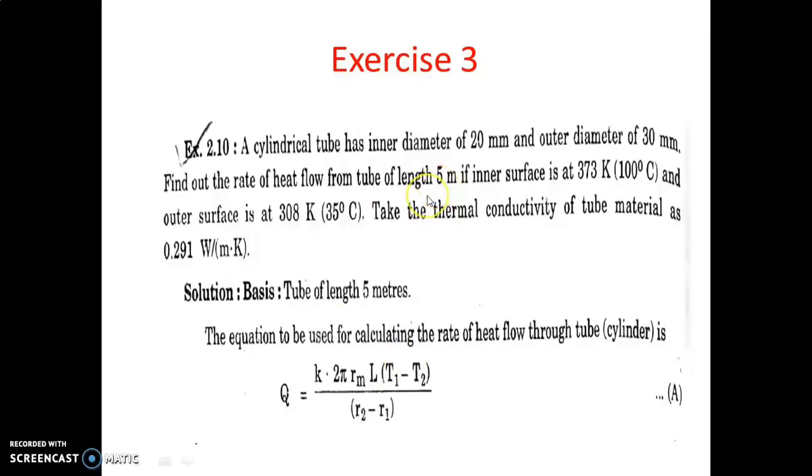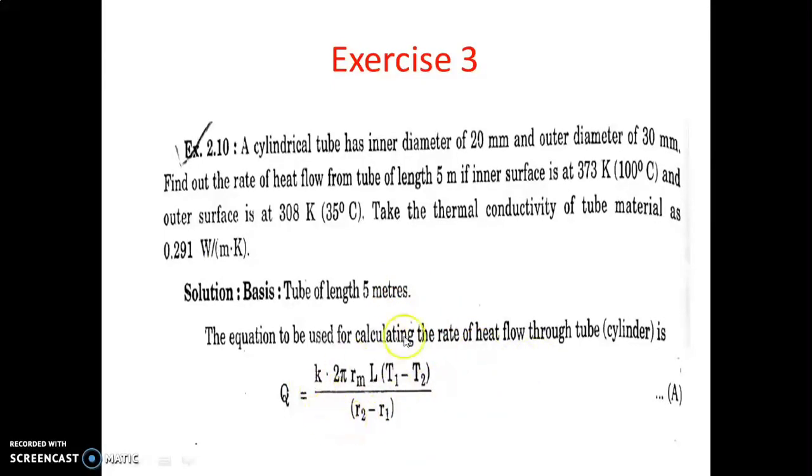Then the third exercise is for calculating the heat transfer rate through a cylindrical tube. This formula is also given in the notes. The cylindrical tube has an inner diameter of 20 mm and an outer diameter of 30 mm, and we have to find the rate of flow through the tube having a length of 5 meter, with inner temperature 373 Kelvin and outer temperature 308 Kelvin, and the thermal conductivity of the tube is 0.291 watt per meter Kelvin.